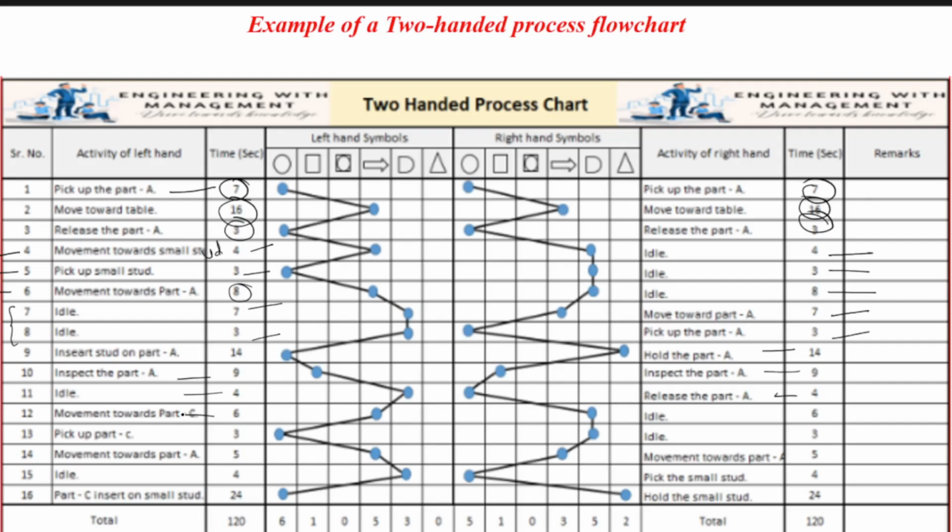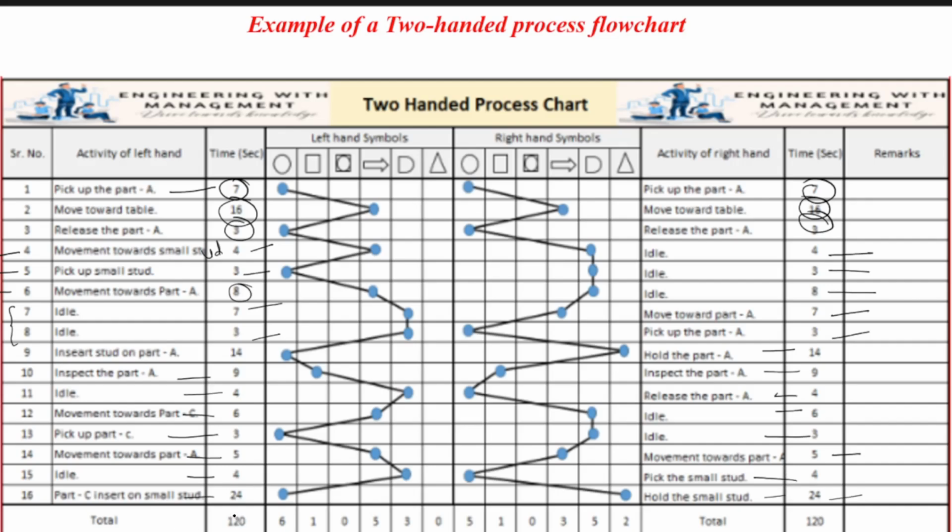Movement towards the part C, 6 seconds. Your right hand will be idle for 6 seconds. Pick up the part C, the right hand is idle. Movement towards the part A, 5 seconds. And then left hand is idle for 4 seconds. Pick up the small stud and part C, insert on the small stud, 24 seconds. Hold on the small stud, 24 seconds.